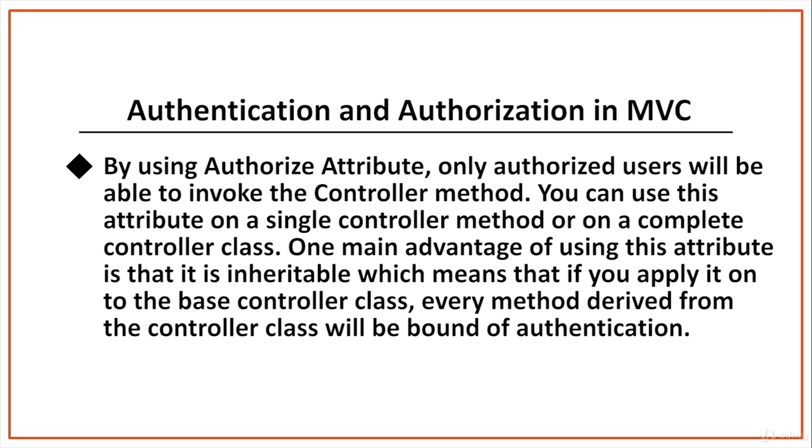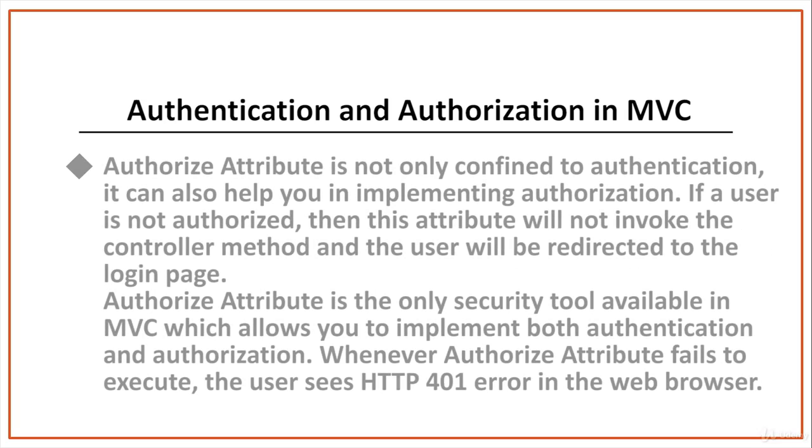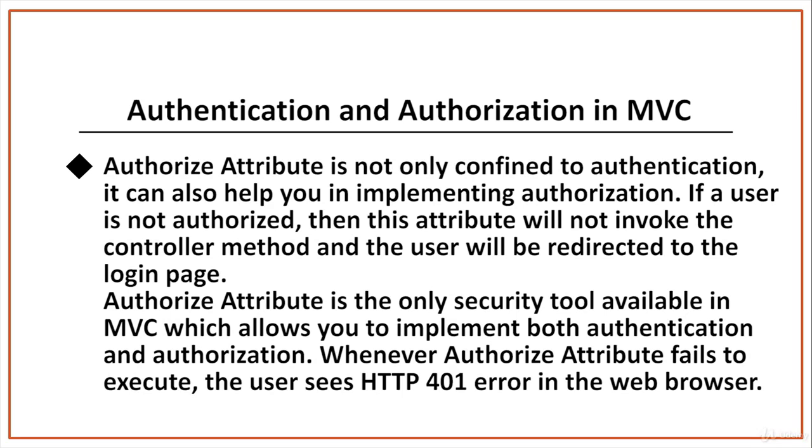One main advantage of using this attribute is that it is inheritable, which means that if you apply it onto the base controller class, every method derived from the controller class will be bound by authentication. The Authorize attribute is not only confined to authentication, it can also help you in implementing authorization. If a user is not authorized, then this attribute will not invoke the controller method and the user will be redirected to the login page. The Authorize attribute is the only security tool available in MVC which allows you to implement both authentication and authorization. Whenever the Authorize attribute fails to execute, the user sees an HTTP 401 error in the web browser.